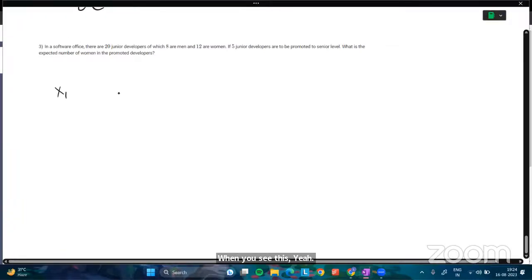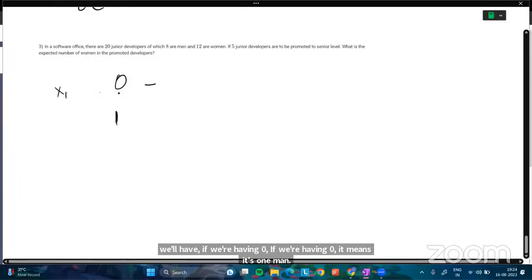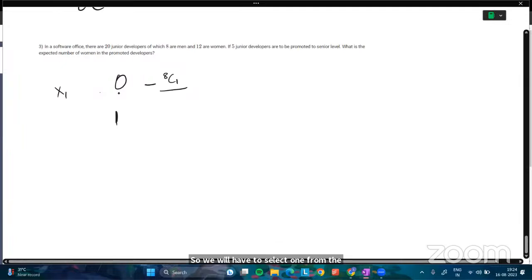We'll take x1 as the random variable that a woman is selected or a man is selected. If a man is selected, we'll give it 0, and if a woman is selected, we'll have 1. If we're only selecting one person and we're having 0, it means it's one man. So we'll have to select 1 from the 8, and the total would be 20. So 8 by 20. Similarly, if the one person selected is a woman, then we have 12 by 20.